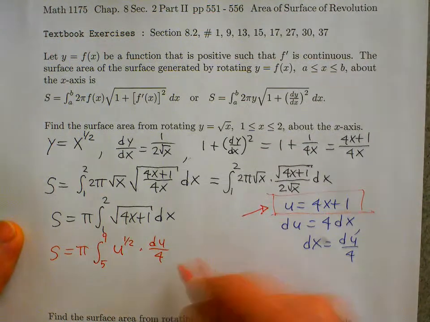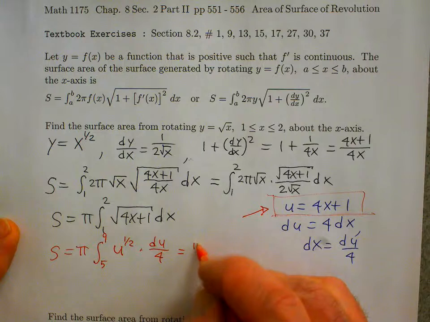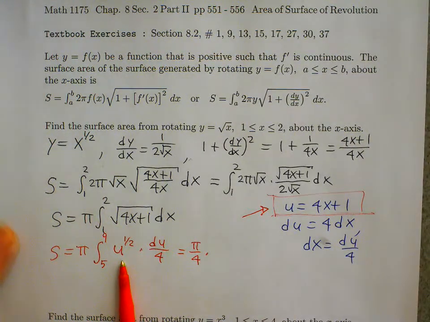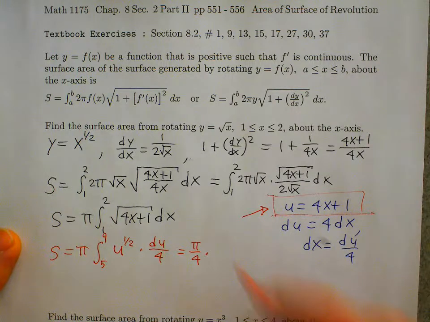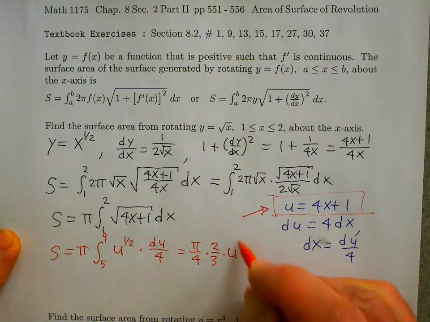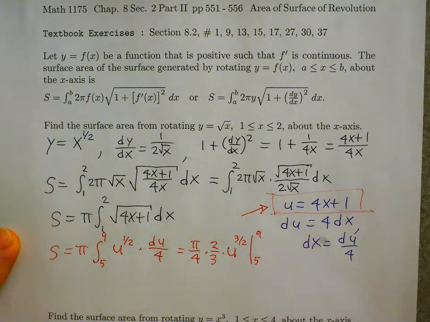So in the next step, I'll do a couple of things. I'll divide pi by 4. In other words, move the constant 1/4 out and write it as pi over 4. And then an antiderivative of u to the 1/2 with respect to u is u to the 3/2 divided by 3/2. When you divide by 3/2, that's equivalent to multiplying by 2/3. So u to the 3/2, and then evaluated from 5 to 9.